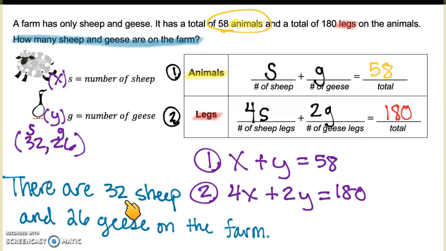And if you wanted to actually check it algebraically to see if that solution is correct, just take the 32, replace it with X, and take the 26, replace it with Y. You should get 58. And in this equation, replace the X with 32 and the Y with 26, and then you should get 180. So that's what it means for this ordered pair to be a solution. It's the only point that makes both equation number 1 and equation number 2 a true statement.